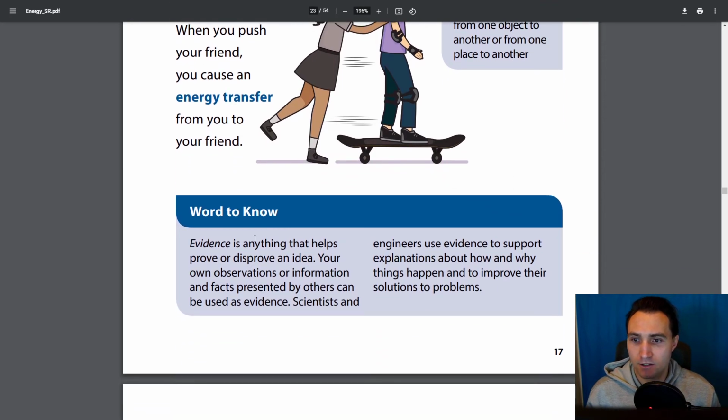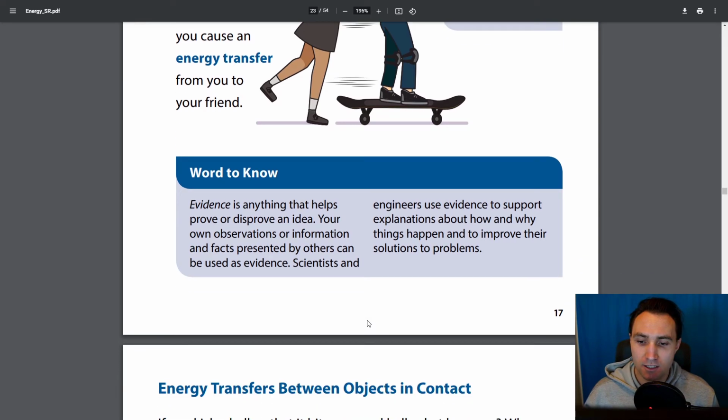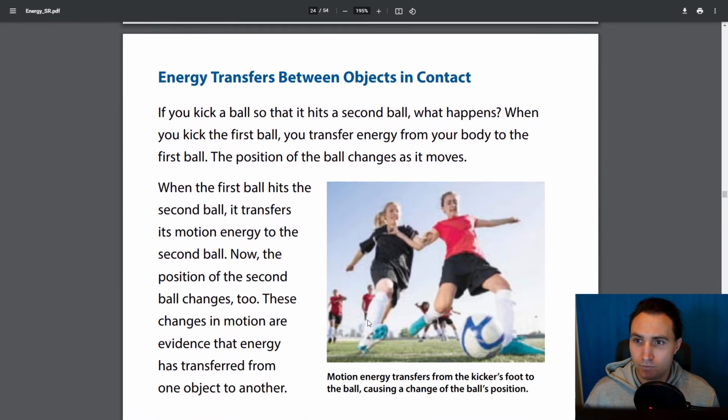All right, so here's another word to know, evidence. Evidence is anything that helps you prove or disprove an idea. Your own observations or information and facts presented by others can be used as evidence. Scientists and engineers use evidence to support explanations about how and why things happen and to improve their solutions to problems. All right, let's start reading this, Ella.